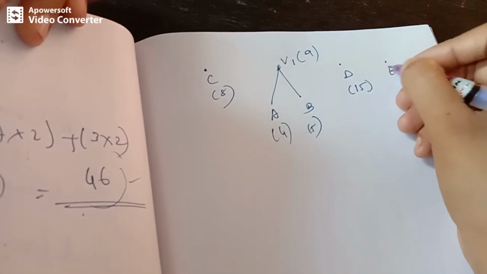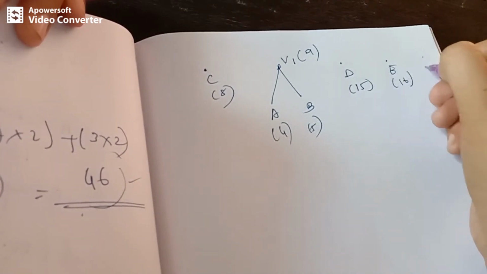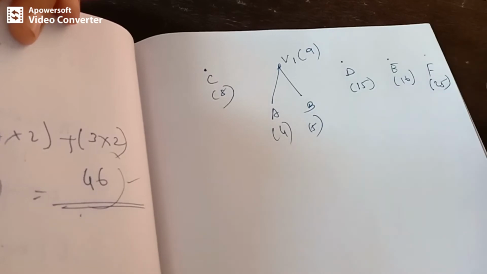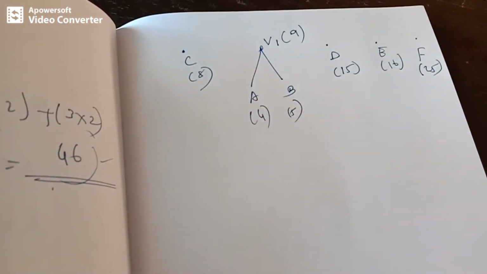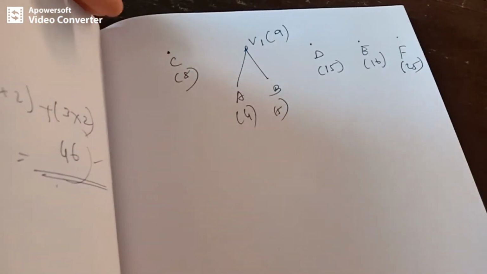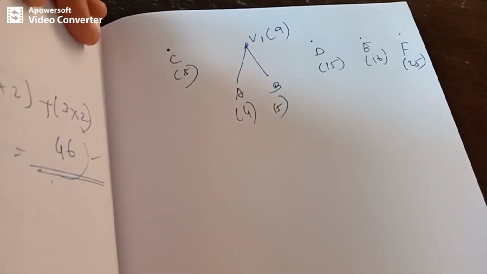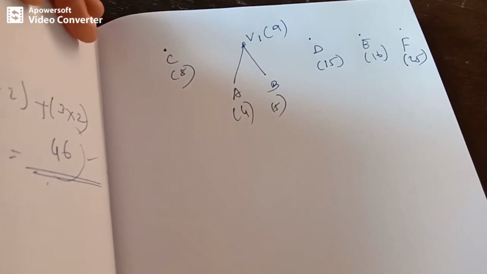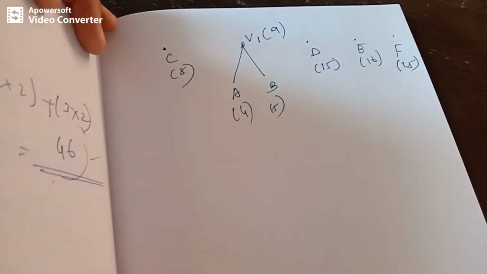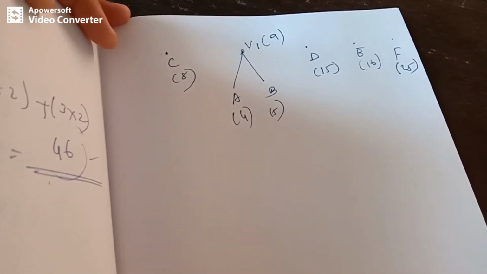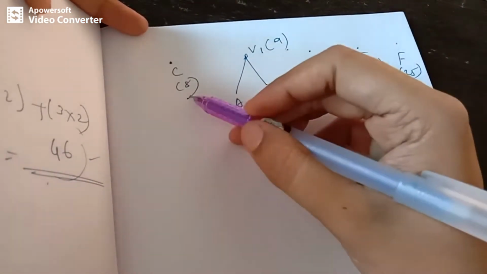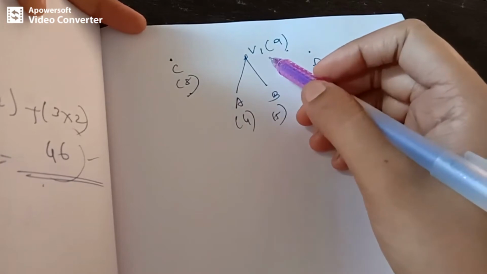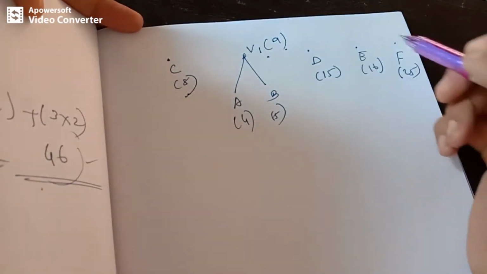Likewise, write the remaining vertices. Okay, this is how we complete the tree. Next, once again, follow the same procedure. Add the two weights that have the smallest weight. Now, next we are going to add 8 and 9, which have the smallest weight apart from this.